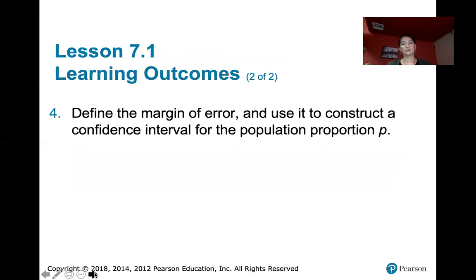And also, in order to find a confidence interval, we need to define the margin of error and talk about what that is. So we're going to define the margin of error in learning outcome number 4, and then finally use it along with that critical value that we talked about in learning outcome number 3 to construct a confidence interval for that population proportion P.